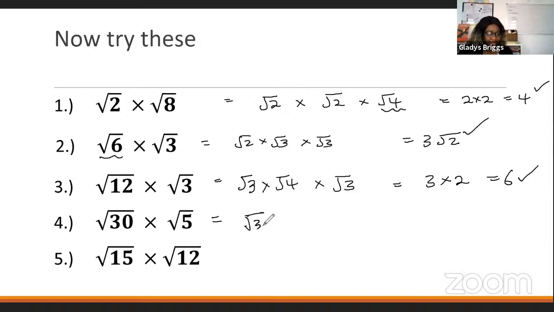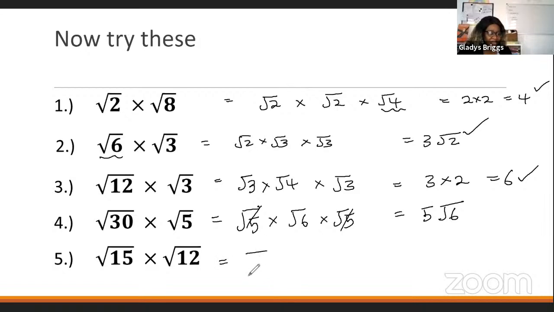So root 30. Root 30 is what? 5 times 6. So this would be root 5 times root 6 times root 5. Yeah, so these two guys here will go off to become 5 root 6. Okay, how about the last one now?